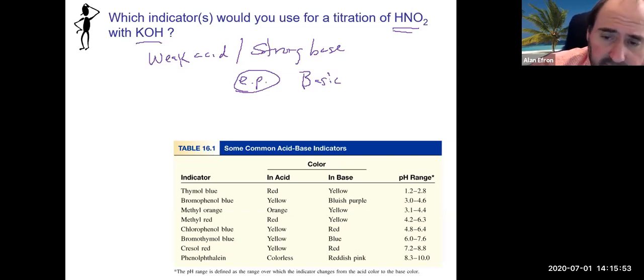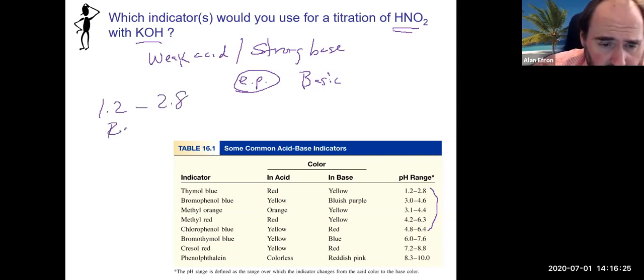So what does that mean in terms of the indicator? Well, if I look at the pH range on this list, let's just say from here to start with, those all work over pretty much an acidic pH range, which means if I decided to do my titration and use thymol blue as my indicator, which is the first one on the list, which changes color between a range of 1.2 pH and 2.8, this side being more red and this side being more yellow.